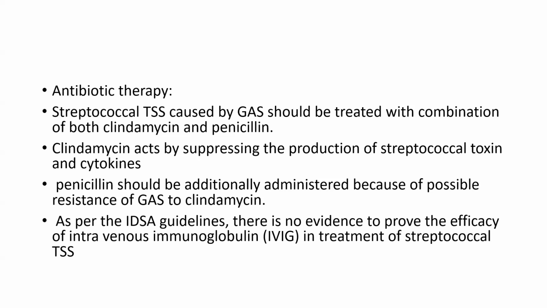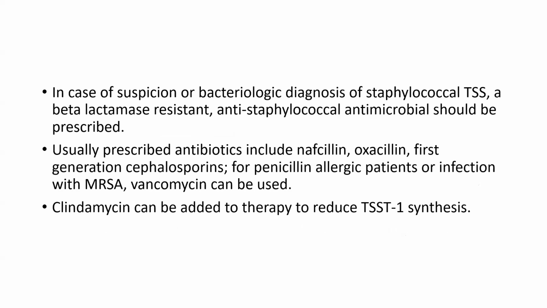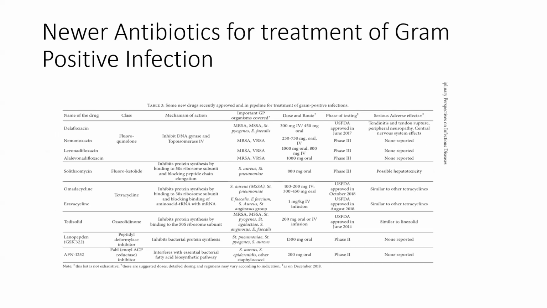As per IDSA, there is no evidence to prove efficacy of IVIG in the treatment of streptococcal toxic shock syndrome. So, on suspicion or bacteriological diagnosis of Staphylococcal toxic shock syndrome, a beta-lactamase resistant anti-staphylococcal antimicrobial should be prescribed. Usually prescribed antibiotics include nafcillin, oxacillin, first-generation cephalosporin. For penicillin allergic patients or infection with MRSA, vancomycin can be added. Clindamycin can be added to therapy to reduce TSST-1 synthesis.